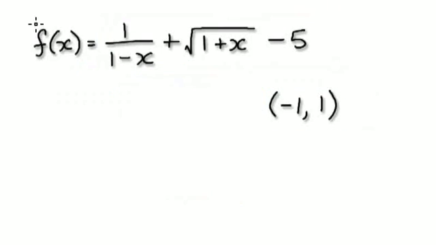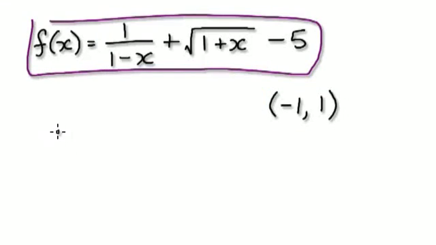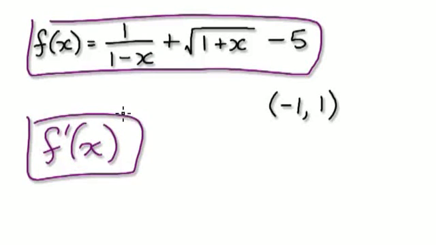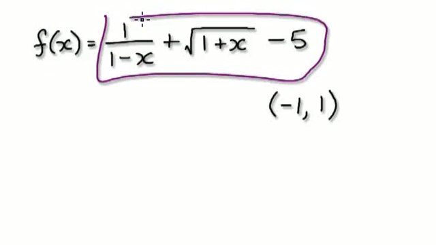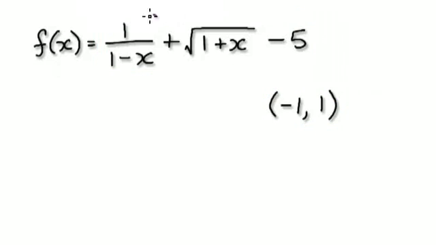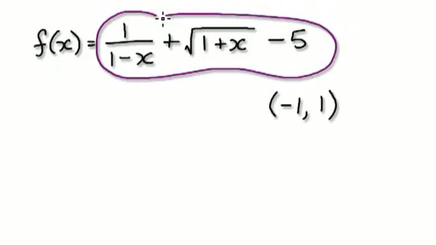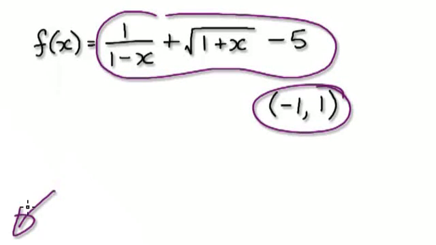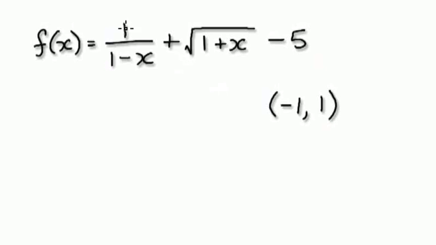So just jump to f prime of x, and then from f prime of x, analyze the f prime of x in order to show that this function here has only one and only one root within this interval here. Okay, so show that this only has one zero in this interval. So press pause and have a go.